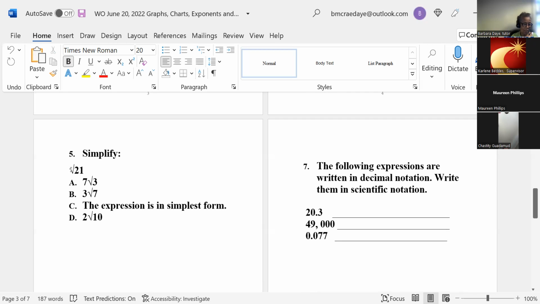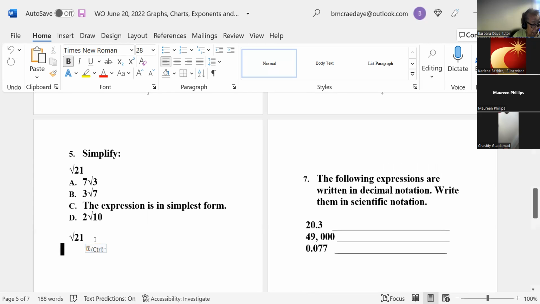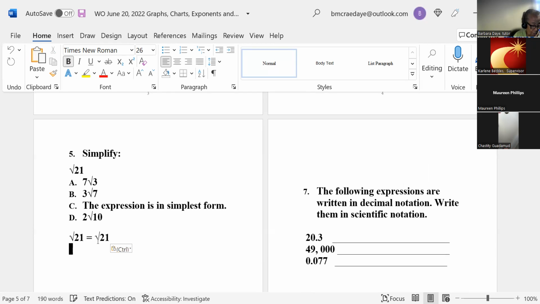Now, okay, so you said your answer was A, Maureen. But then I corrected it and I put C. Okay, all right. But I didn't know C was right. C is correct. Now you put A, but see, 21 does not factor into 7 times square root of 3, but it does factor into square root of 7 times square root of 3. So it factors into square root of 7. Let's just put that there. Okay, 7.